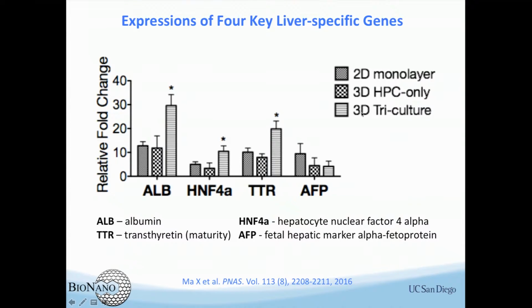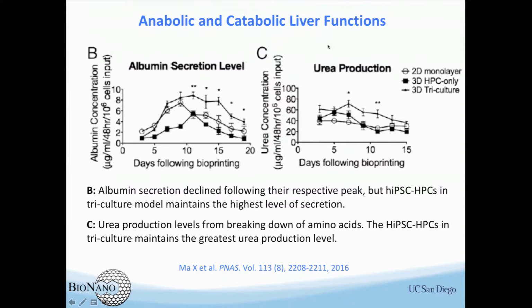So we compare our 3D model, which we call the triculture model, meaning I have liver cells supported by functional endothelial cells and adipose-derived stem cells, with traditional 2D human cells on the dish, like many people do in the industry now, or 3D but without supporting cells, only liver cells, okay? So you can see our model actually stands out much better in terms of this gene analysis, okay?